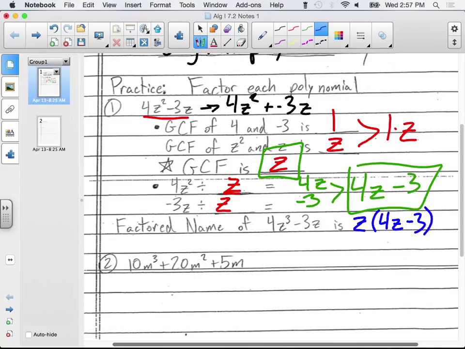So how do you guys think we know we did a good job? Check your answer, yeah. I'm not requiring you to do checks, but if you want to, go right ahead. When we multiply this out, we distribute it. Z times 4z is 4z squared. Z times negative 3 is negative 3z. Is that what we started with? Is that a good answer? Yes, it is.